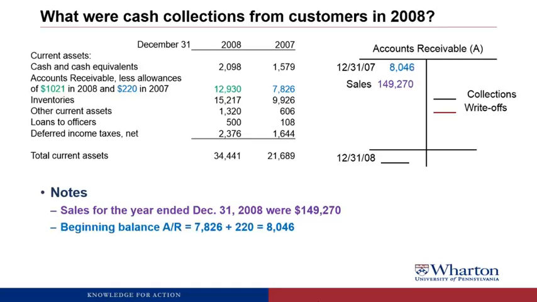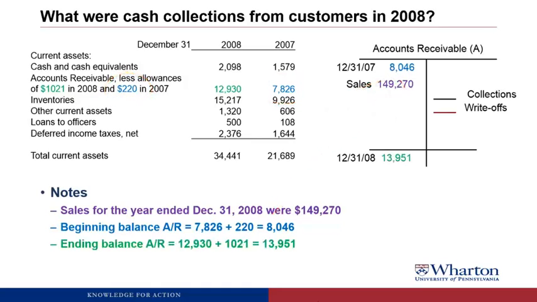Next thing we need to figure out is the beginning balance of accounts receivable. Now, it's not the 7826 that you see on the balance sheet for 2007 because that's net of allowances. So to get the beginning balance in gross accounts receivable, we need to add 7826 plus the allowance of 220 to get 8046, which is the beginning balance.